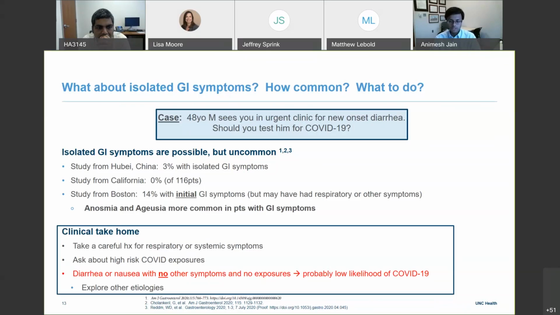My current interpretation of what we know is that for a patient with new onset of diarrhea, nausea, GI symptoms with no high-risk COVID exposures, no other concomitant symptoms, no systemic symptoms, I think the likelihood of COVID-19 in that situation is pretty low. And I don't think you need to send every patient with new diarrhea for a COVID swab immediately. I would probably look for other etiologies. However, if they have loss of smell or taste, if they have cough, shortness of breath, fevers, or a high-risk exposure, I probably would go ahead and test them for COVID-19. And that would be my interpretation of our current knowledge. Next slide, please.